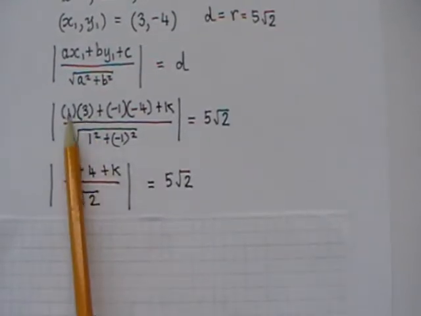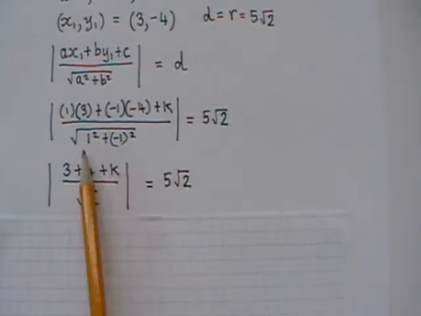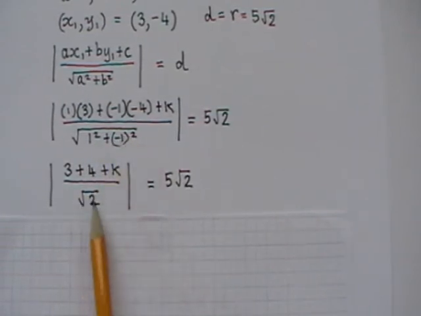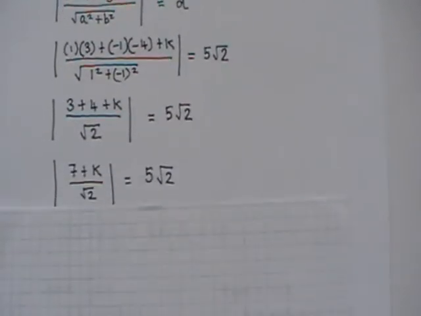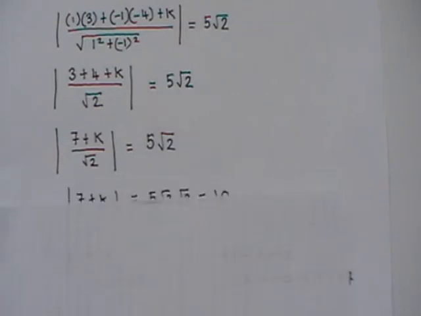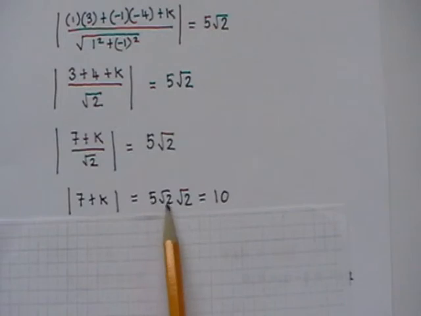Simplifying, we get the absolute value of 3 plus 4 plus k over the square root of 1 squared is 1, minus 1 by minus 1 is also 1, so it's the square root of 2, and that's equal to 5 root 2. 3 and 4 is 7, plus k over root 2 equals 5 root 2. Now that root 2 below the line, we can just multiply across by it. The absolute value of 7 plus k will equal 5 root 2 times root 2. That's 10. You can check it on a calculator if you don't believe me.